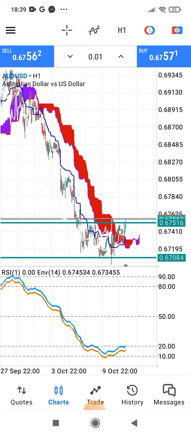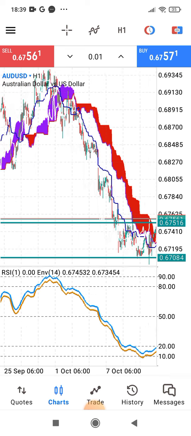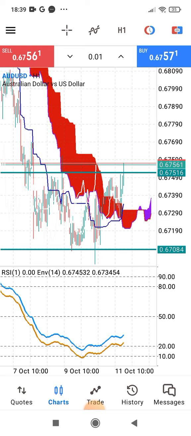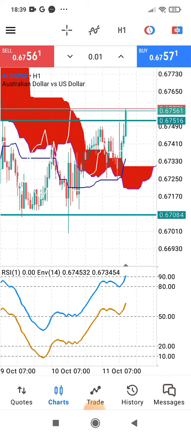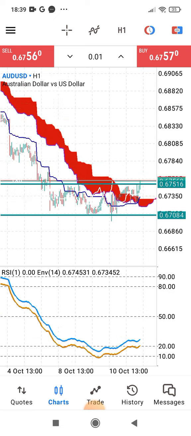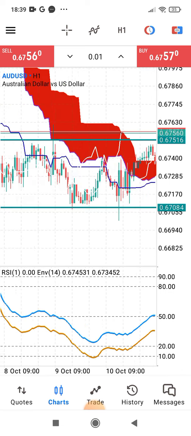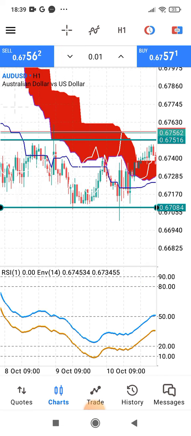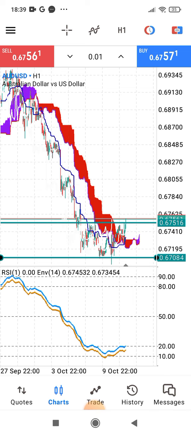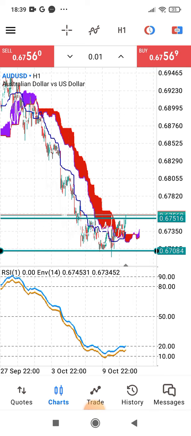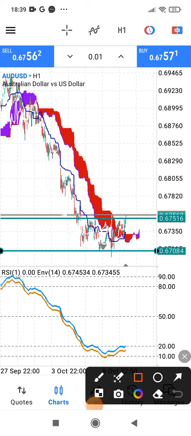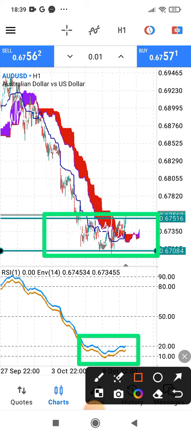So this is what I wanted to show you. This is the region that I've marked for entry. When you see I've created that box, I know the market is supposed to come down like that, but there's something I wanted to show you. You've seen these two boxes. On this, I'm observing this region because when you check down here, our envelope reached level 10. Now we are coming back to 20.